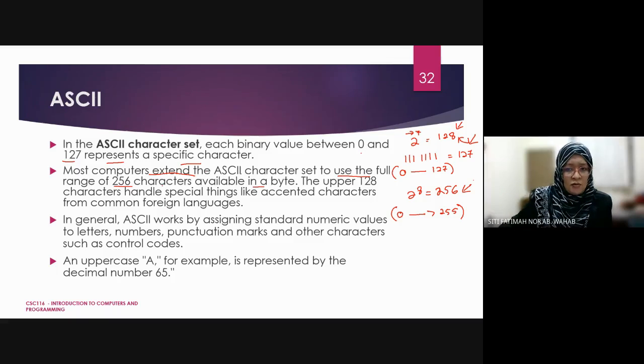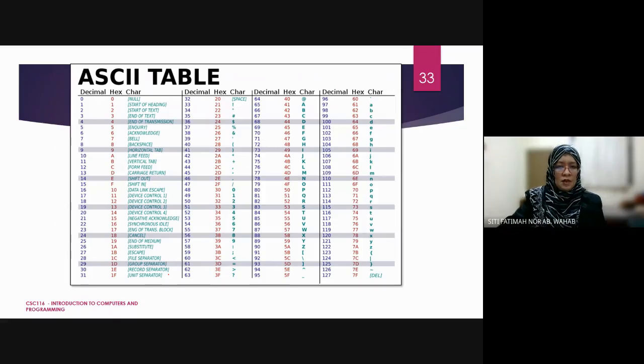So in general, why is it extended to 256? Because the upper 128 characters can handle special things like accented characters from common foreign languages. So in general, ASCII works by assigning standard numeric values to letters, numbers, punctuation marks, and other characters such as control codes. And uppercase letter A is actually represented as 65 in the ASCII code. A, where is A? Here, A.